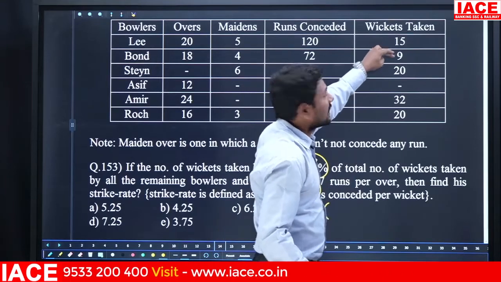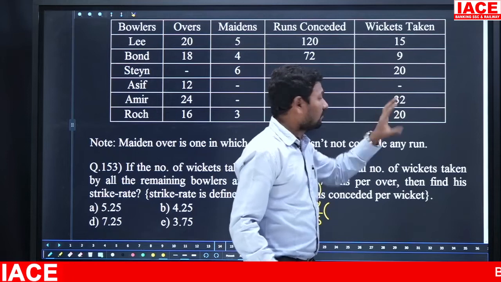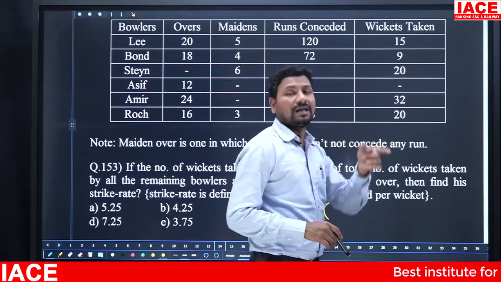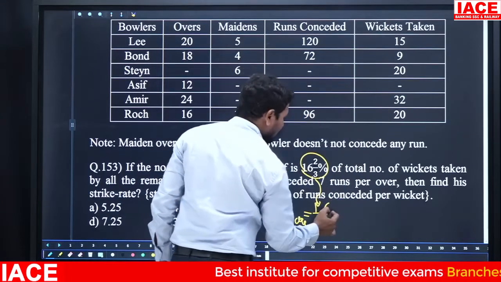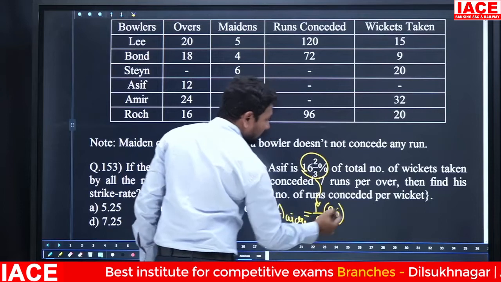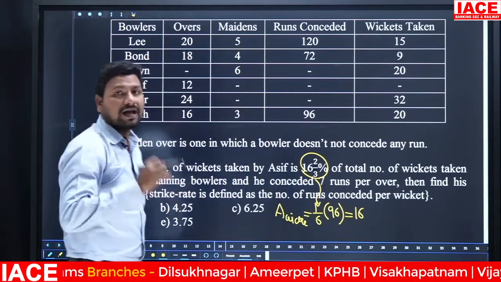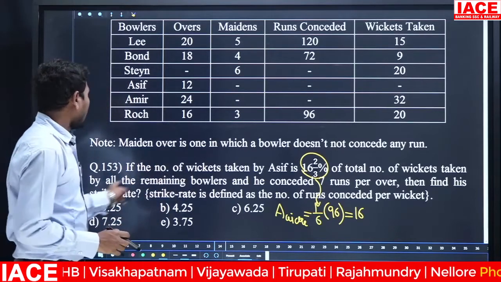Here 15 plus 9 is 24. 24 plus 20 is 44. Hold it: 30 plus 20 is 50. 50 plus 40 is 90. 94 plus 2 is 96. One sixth of 96 means how many wickets taken by him? Asif's wickets are 16. For this question, 16, by all the remaining bowlers.